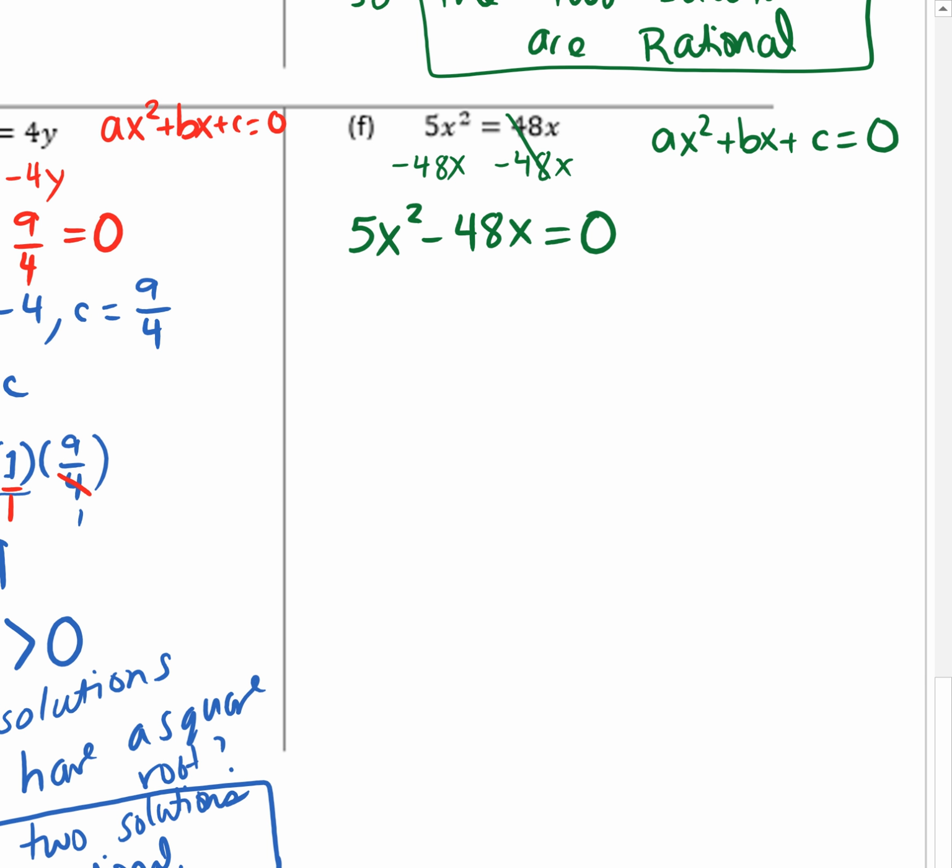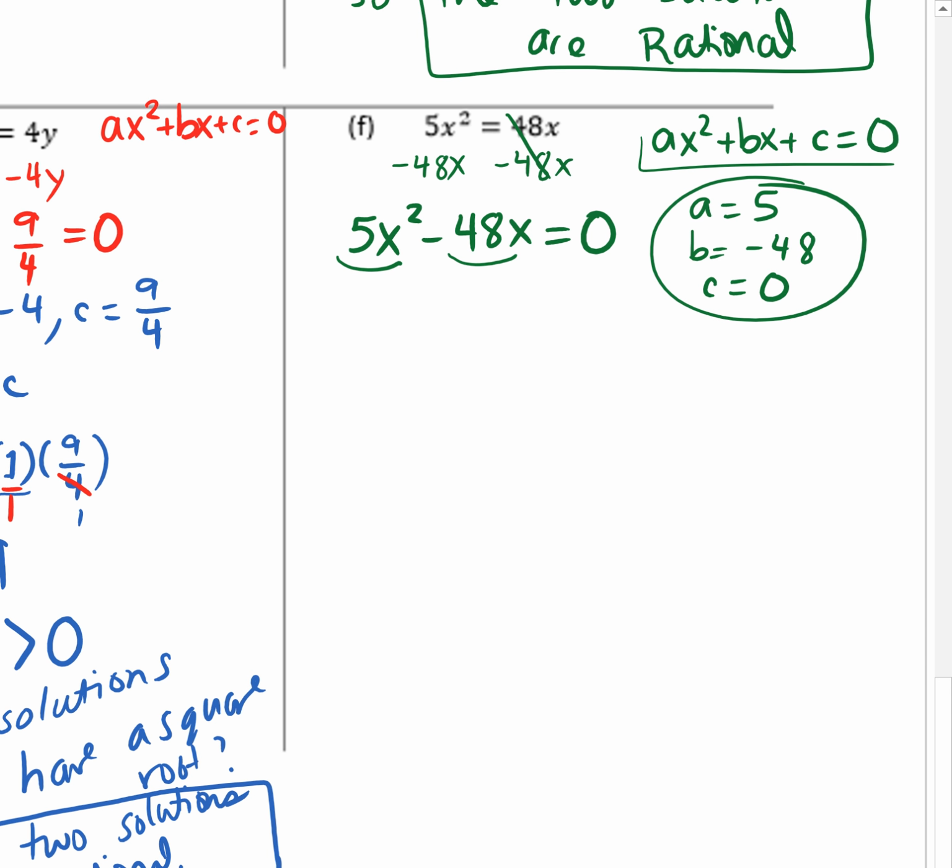So it looks like here we're missing c, because I see ax squared, that means a is 5. I see bx, b must be negative 48. And then c, there is no c, that must mean it's 0. So those are our values of a, b, and c. I'm going to replace those in the discriminant. B squared minus 4ac. Alright, let's see. B is negative 48 squared minus 4 times a is 5 and c is 0.